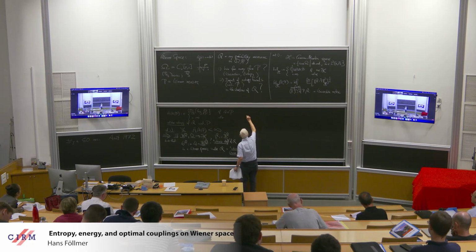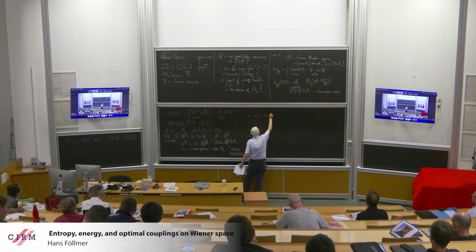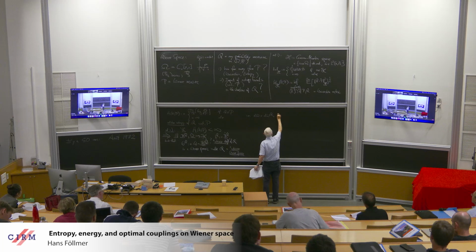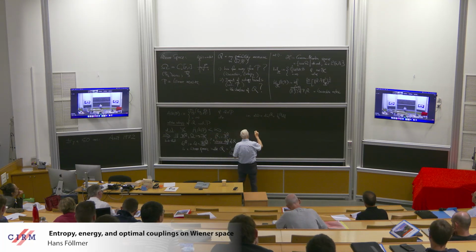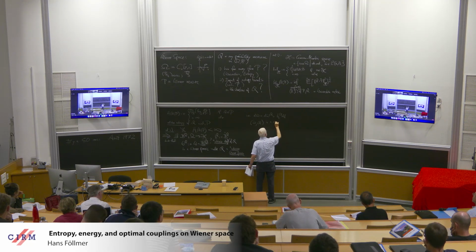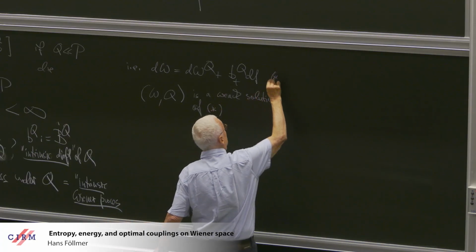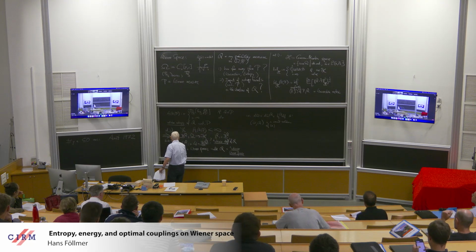And this means that under Q, we can write dW = dV_Q plus dQ_t dt. And that means that W, together, also on the probability space with Q, is a weak solution of the stochastic differential equation I have written here. So that's the first part.